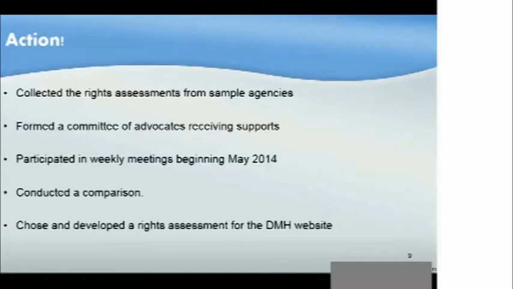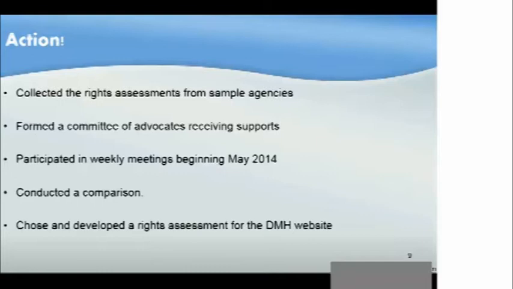What action did I take? Well, I collected all the rights assessments from the sample agencies. Of course, there were 6. And I formed a committee of advocates who receive supports. I realized from the committee that they don't like to be called self-advocates. We've used that term so much that it has become a label. So I'll refer to them as advocates receiving supports.